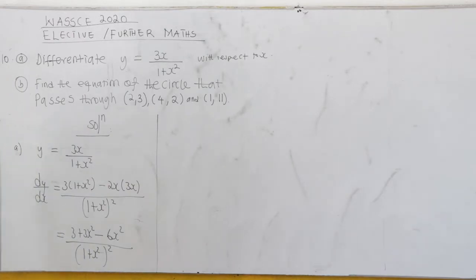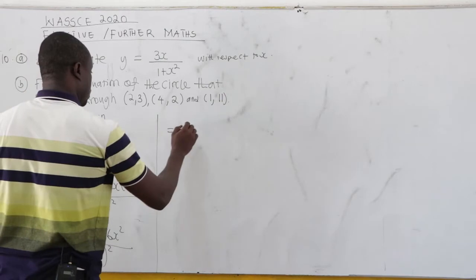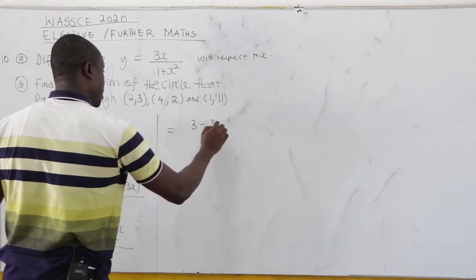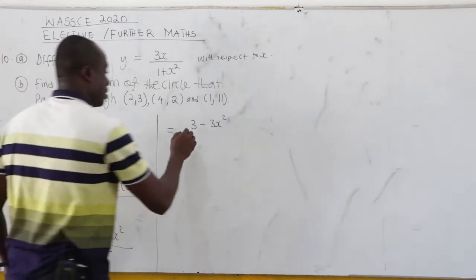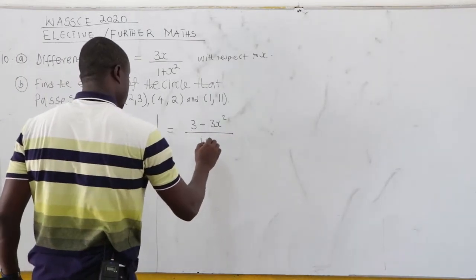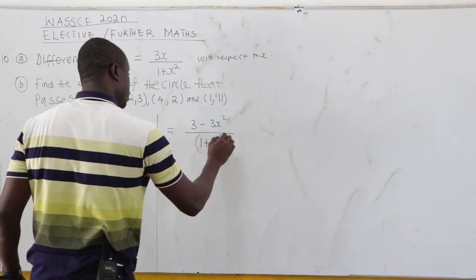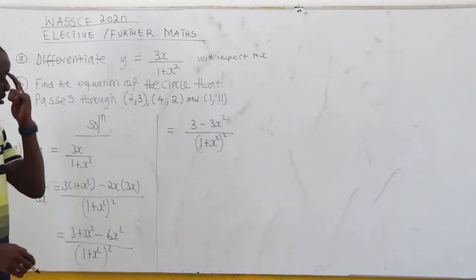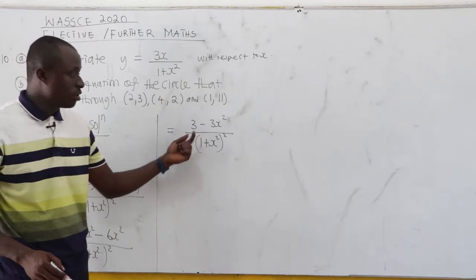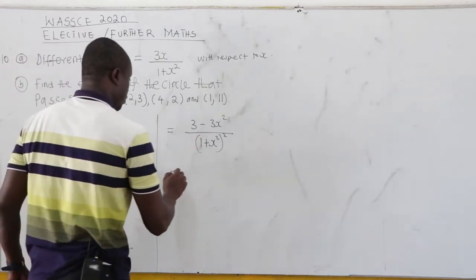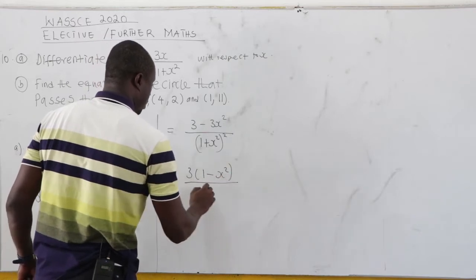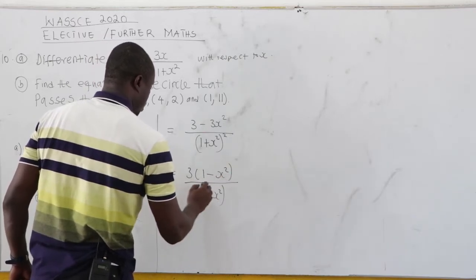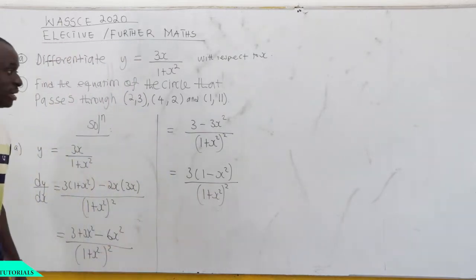Now from here, what can we see? 3x squared minus 6x squared. So this is just equal to 3 minus 3x squared. 3x squared minus 6x squared gives us negative 3x squared, all over 1 plus x squared, all to the power 2. Now here, if you like, you can leave your answer this way, or we can factorize 3 out. So when you factorize 3 out, you have 3 times (1 minus x squared) all over (1 plus x squared) all to the power 2.